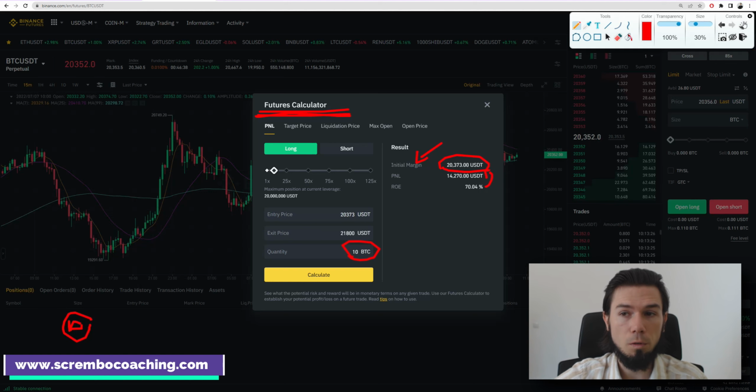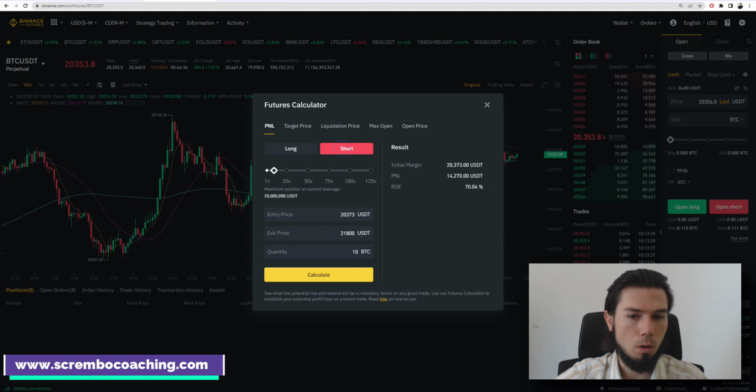This is how the PNL is functioning. Pretty simple. You want to go short position, you do the same things basically.